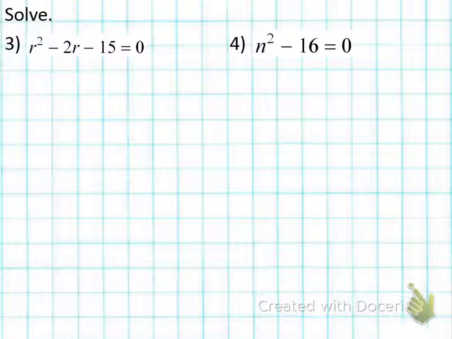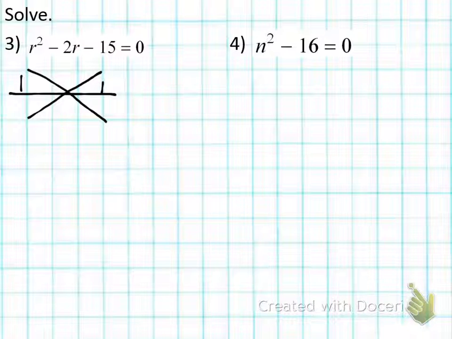Okay, so question, is everything moved over to one side of the equation? Yes or no? Good, okay, so what's your A, B, and C? Doing this together. Okay, good. So we're going to create an X box, right, with 1, negative 2, negative 15. 1 times negative 15 is negative 15. B is negative 2. What multiplies to be negative 15 but adds up to negative 2? Negative 5 and 3, okay. Doesn't matter what order you do that.